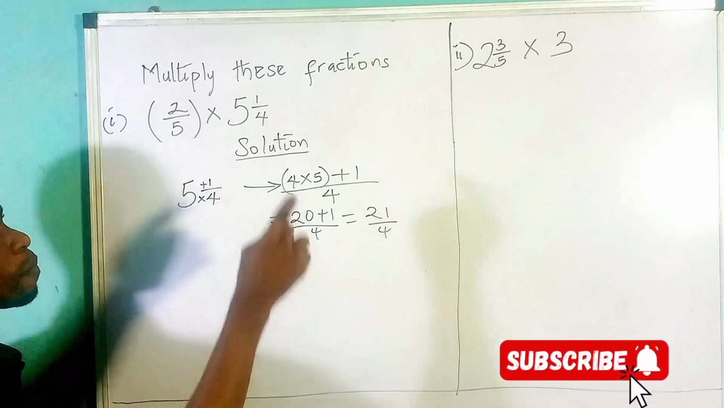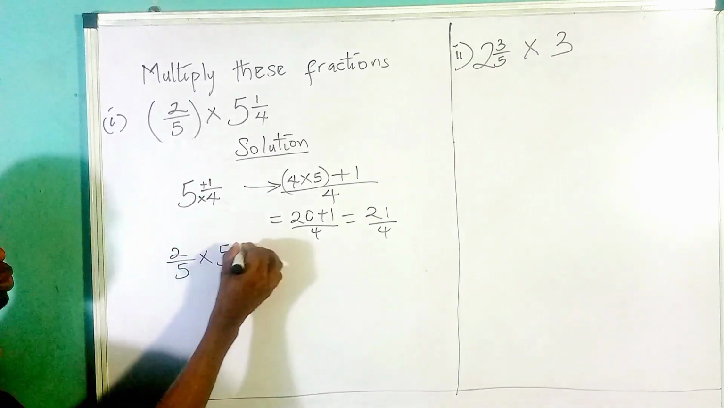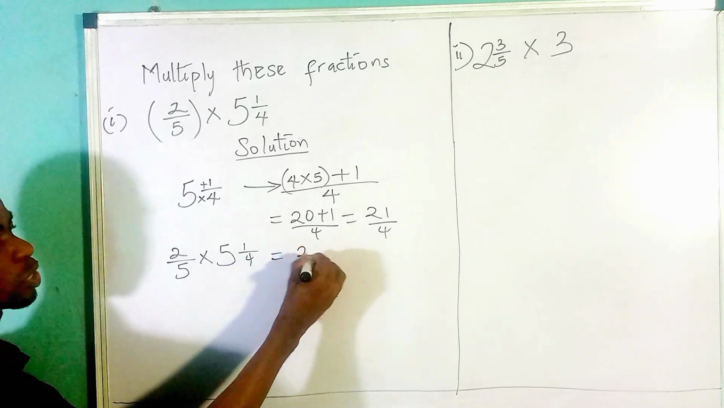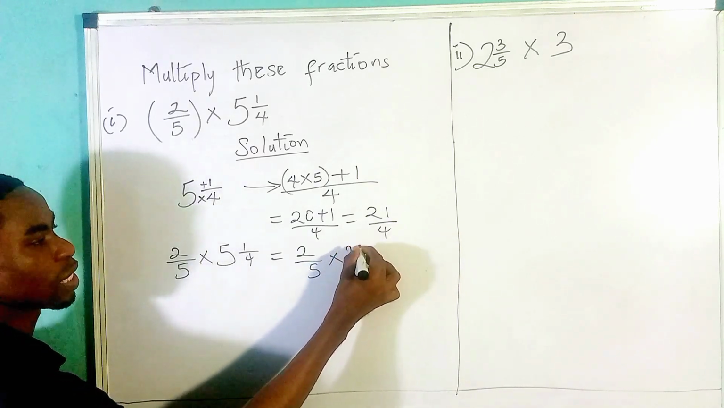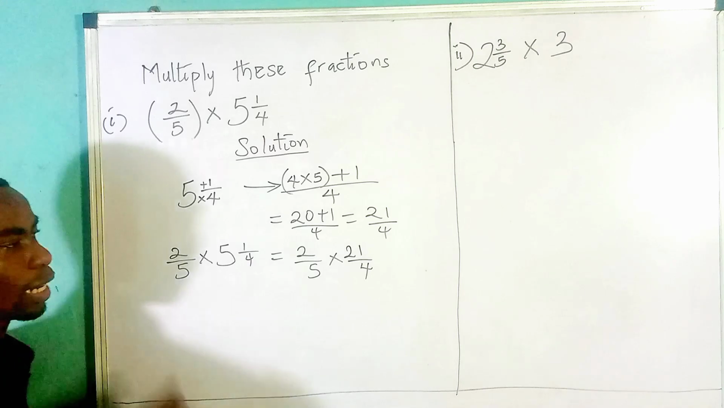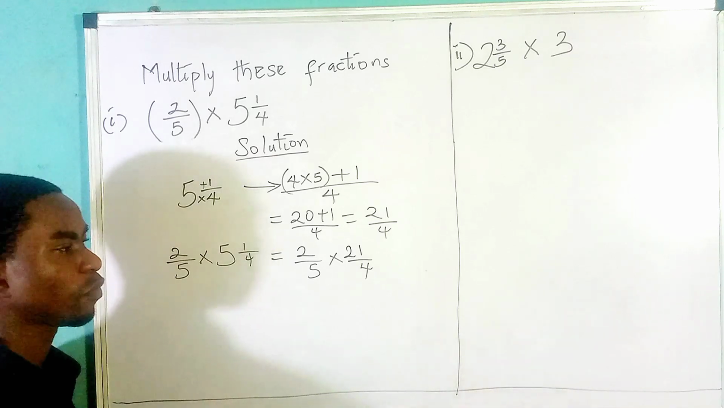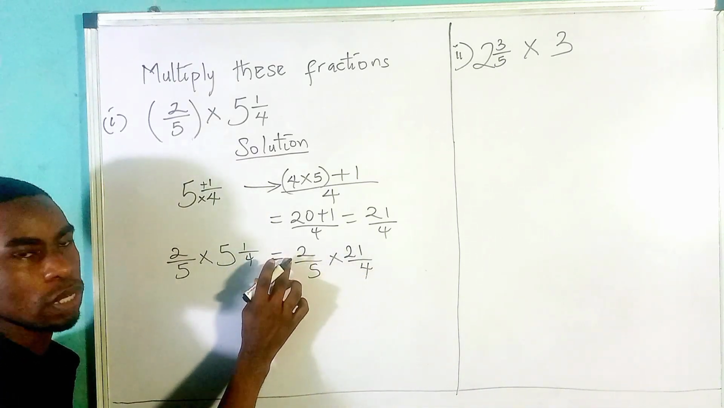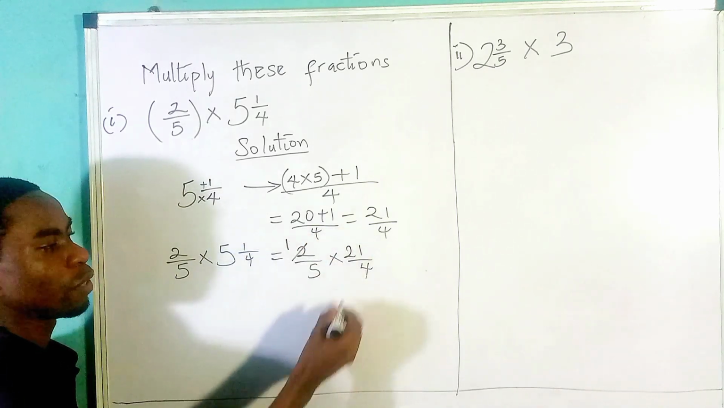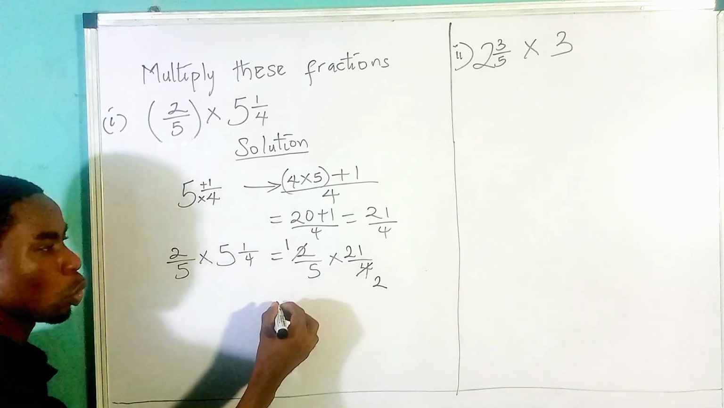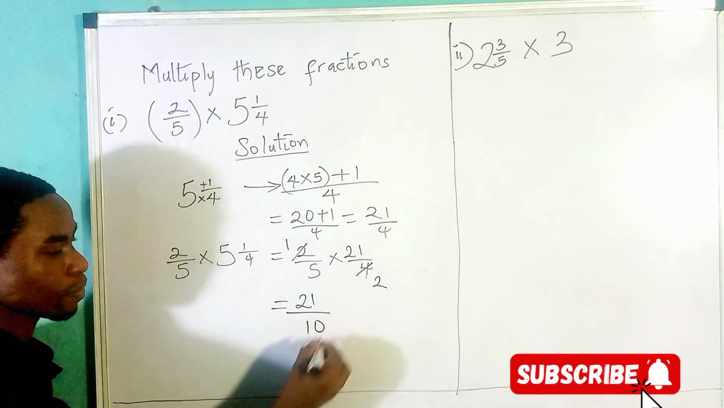Now, step number 2 is to come back to the question and replace what we have. So we have 2 over 5 times 5 whole number 1 over 4. That can be written as 2 over 5 times 21 over 4. I can multiply both numerators and denominators separately, but to make it easy, I'm going to divide 4 by 2, since 2 is a factor of 4. If you divide 2 by itself, you'll be left with 1. If you divide 4 by 2, you'll be left with 2. So we have 1 times 21, which is 21, over 5 times 2, which is 10.